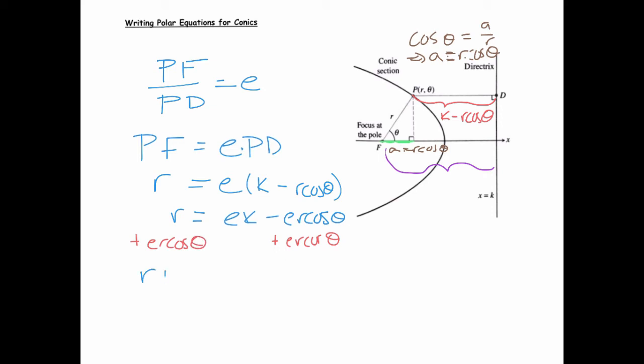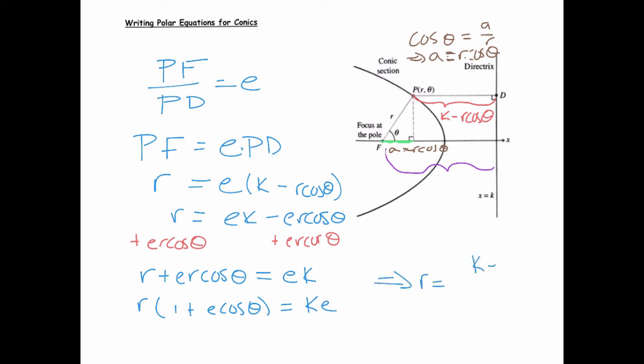So now I've got R plus ER cosine of theta is equal to EK. And I'm going to factor out an R. And I'm going to switch the order of this just because it tends to be written with the K first, not that it matters. Dividing both sides by 1 plus E cosine of theta gives me that R is equal to KE divided by 1 plus E cosine of theta.